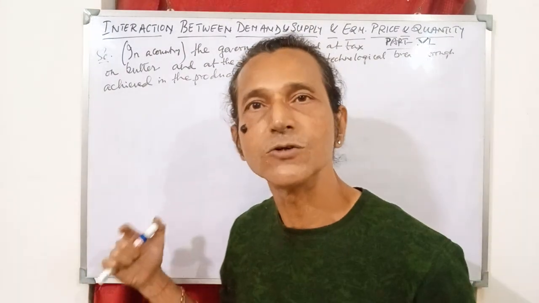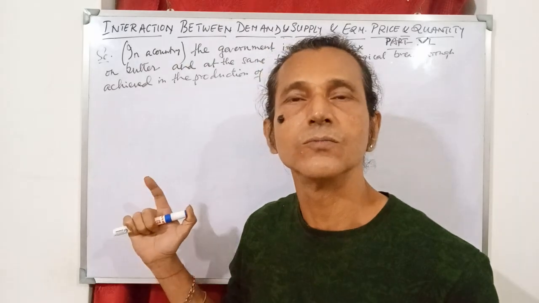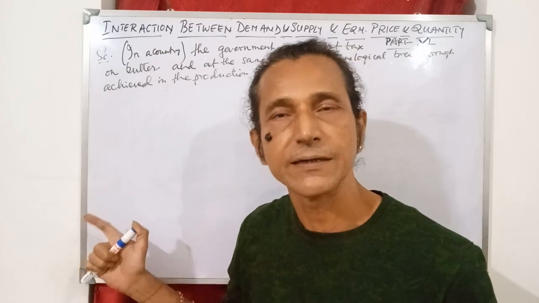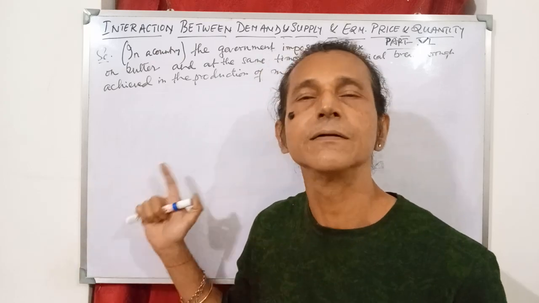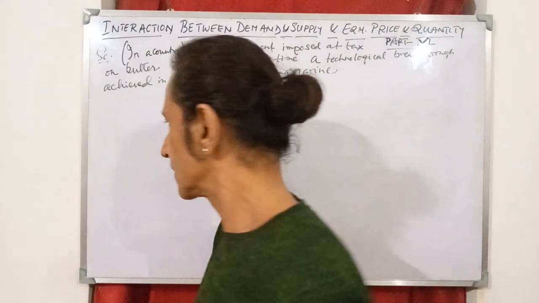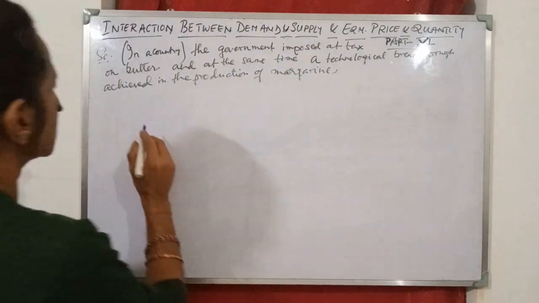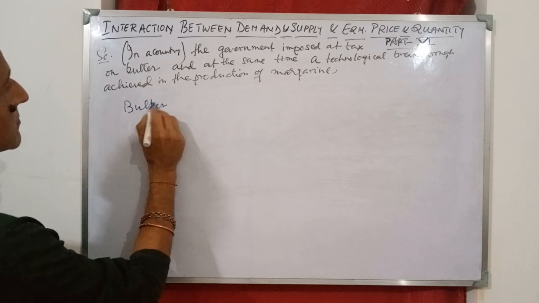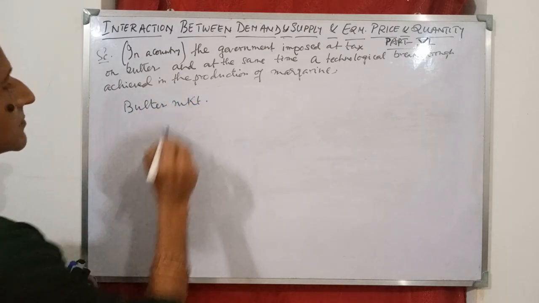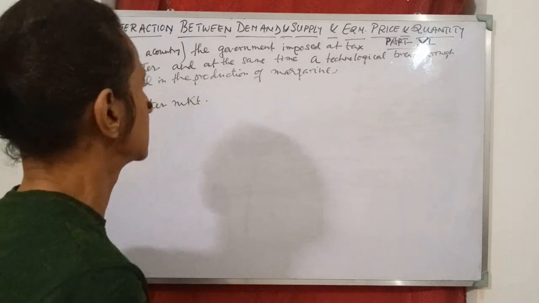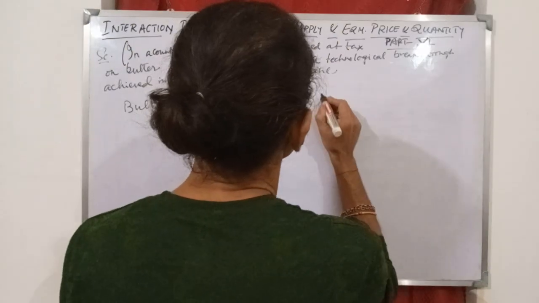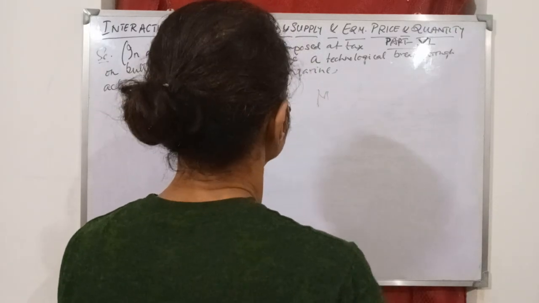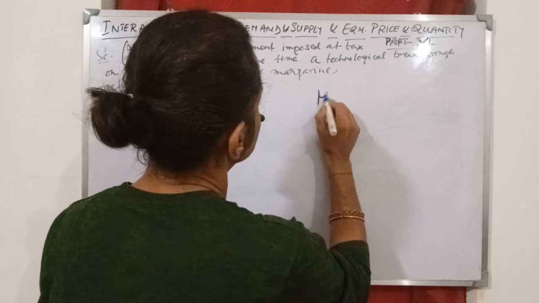So I am going to draw two diagrams to describe the equilibrium price and quantity in the butter market and equilibrium price and quantity in the margarine market respectively. Look at the whiteboard carefully. Say this is butter market and this is margarine market.